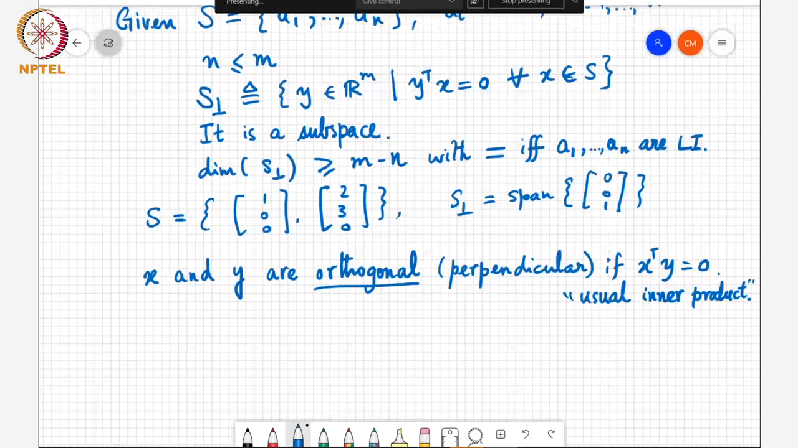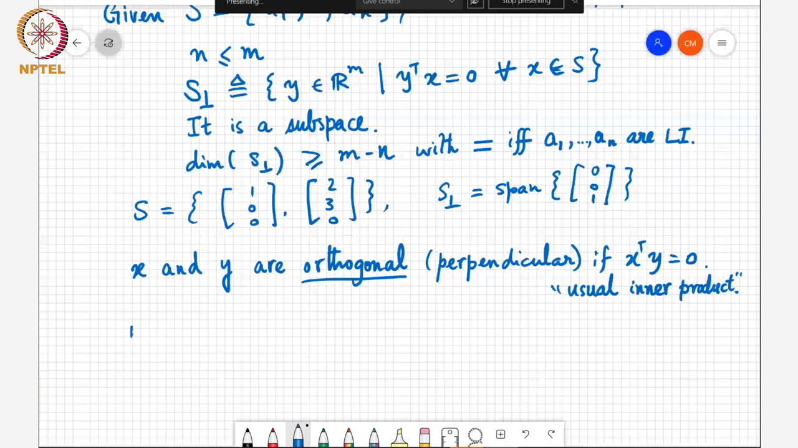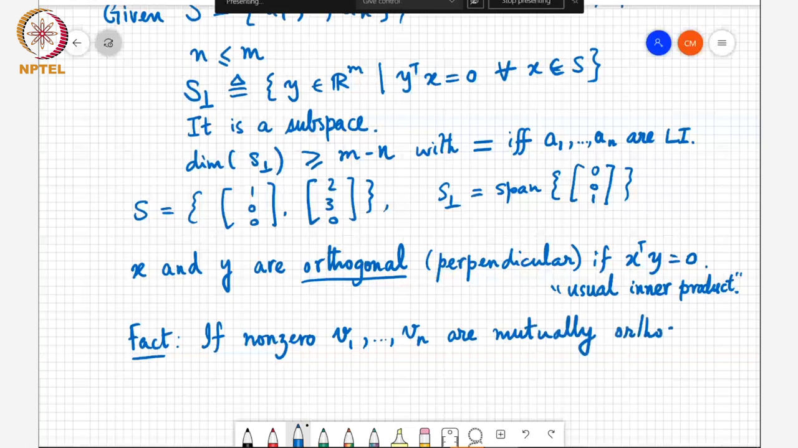Another fact is that any set of non-zero orthogonal vectors are linearly independent. Mutually orthogonal means that I take pairs of these vectors and find their inner product, and I always get zero for every pair.